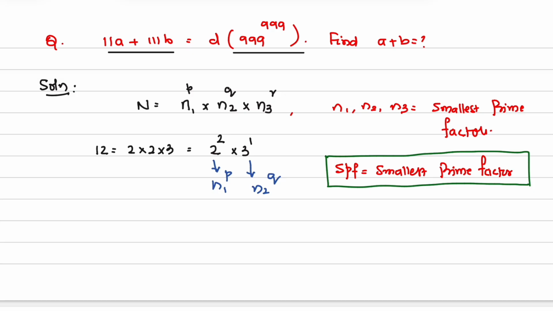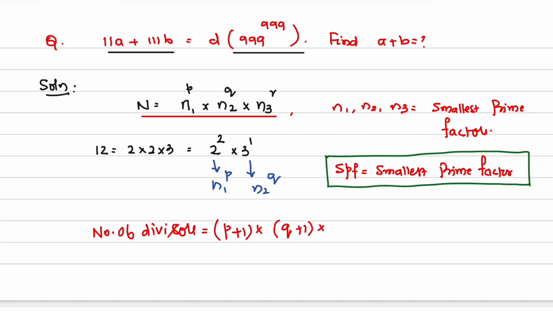When it is like this, then please remember this, number of divisors, if it is in this form, is equal to p plus 1 into q plus 1 into r plus 1.